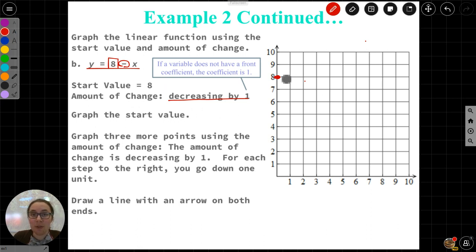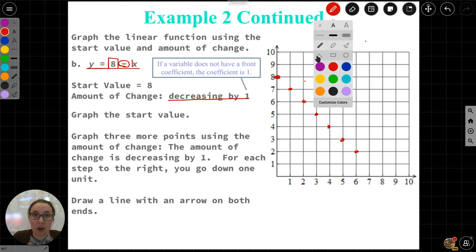So we've graphed the start value, and now we're going to graph 3 more points. For every time we go over 1, we're going to go down 1. So down 1, over 1, down 1, over 1, down 1, over 1. And I could keep going. I'm going down because it's minus, and I'm going over 1 because this is technically the same as 1x.